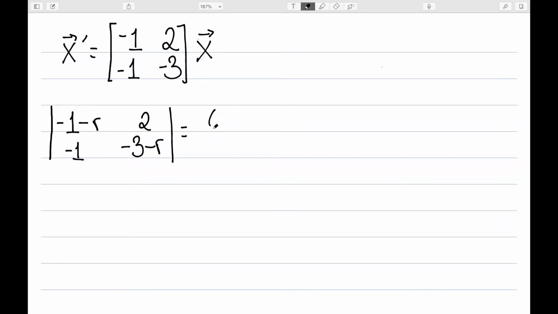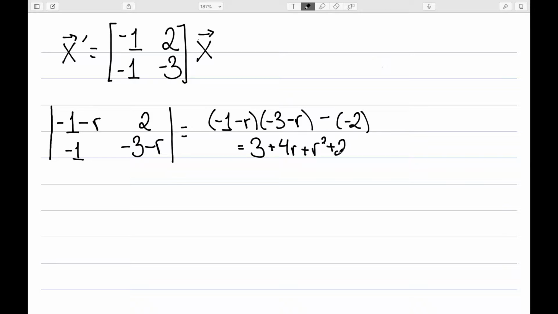When we multiply this, we have -1 minus R times -3 minus R, minus, multiplying the other way, 2 times -1. When we multiply this out, we would get 3 plus 4R plus R squared plus 2, or R squared plus 4R plus 5. And we want to know when this is equal to 0.